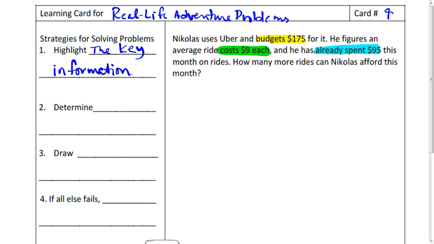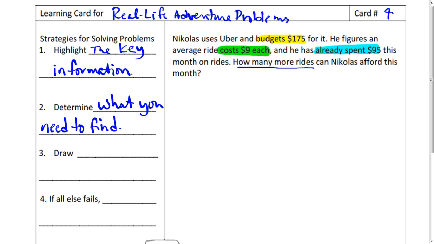Number 2, this is the part where a lot of times people will fall down. Determine what you need to find. And that's always going to be asked. Answer the question that's being asked. Don't answer the question that you think, oh, this is going to lead me to it. That's not going to do any good. So like in this case right here, how many more rides? That's the important part.